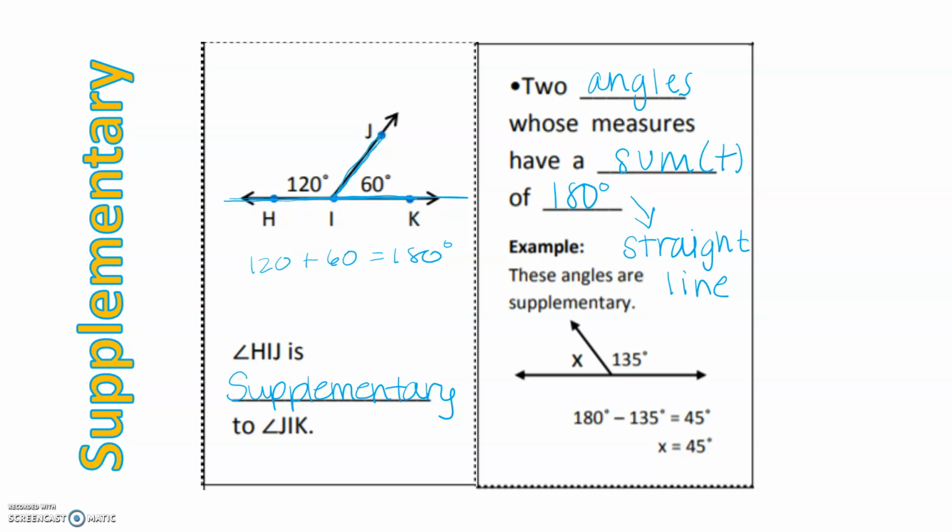So another example, it tells you the angles are supplementary, which means we know that X plus 135 should equal 180. So if we subtract 135 from 180, we get the leftover, that's 45, and that's what X equals, what this angle equals.